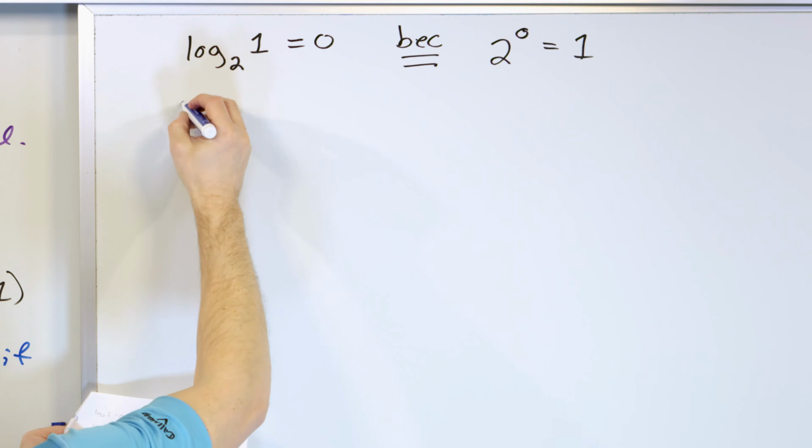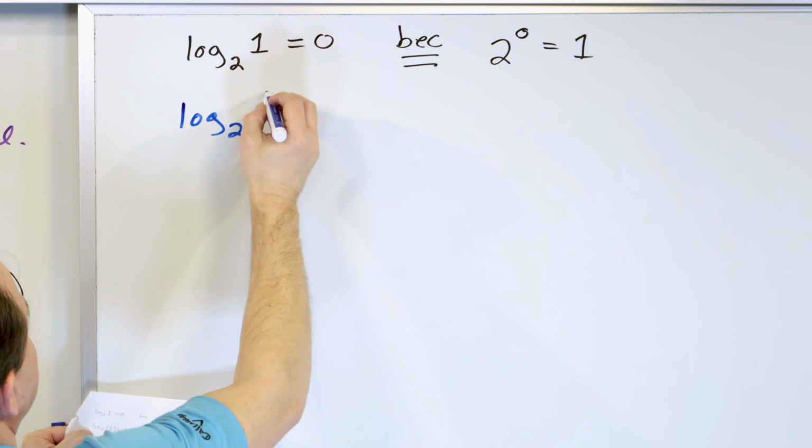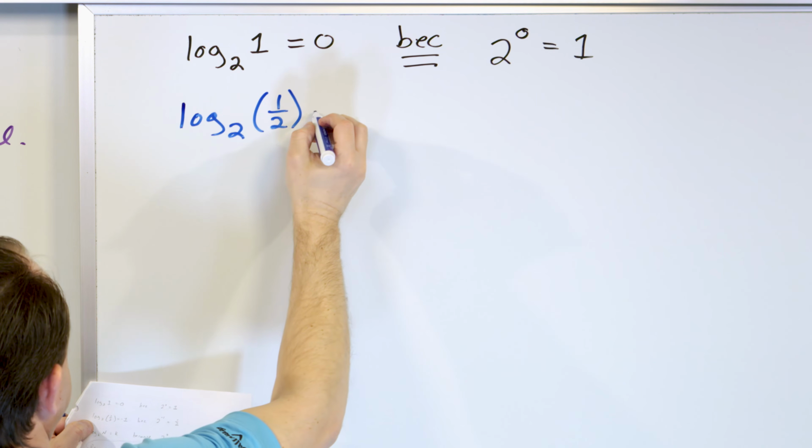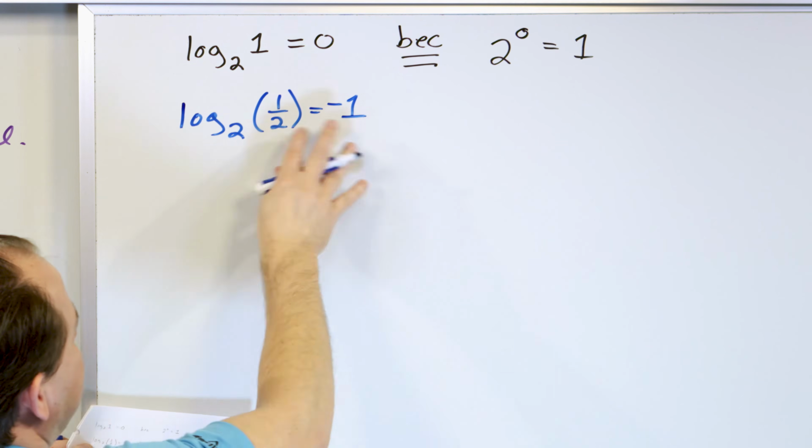What if I have the logarithm base 2 of the number 1/2 is equal to -1? How do I know this is true?